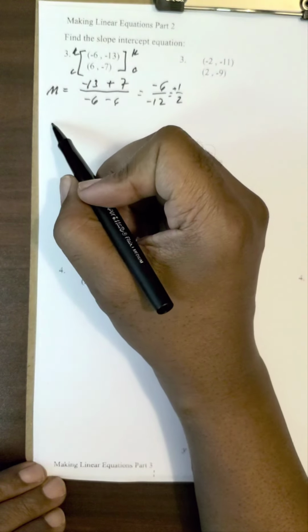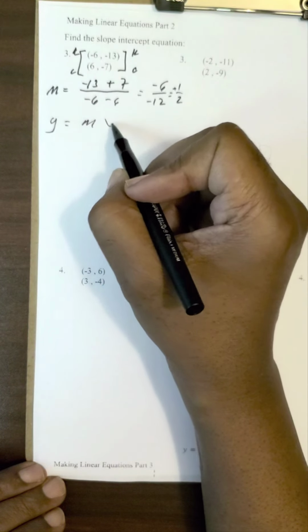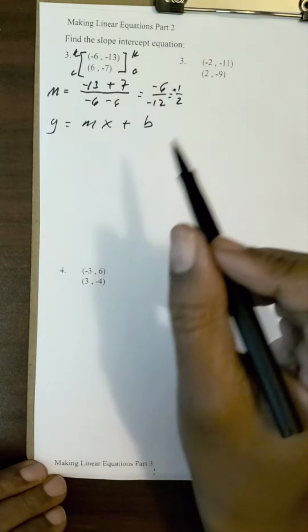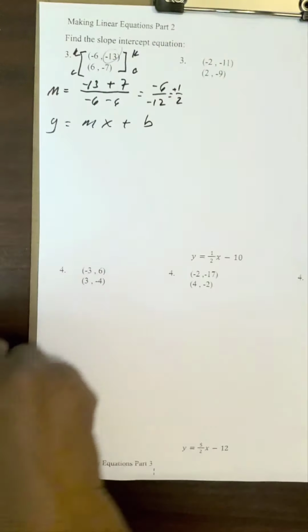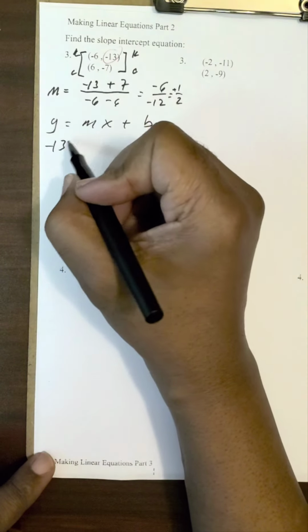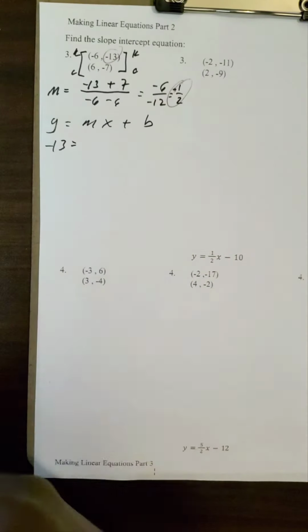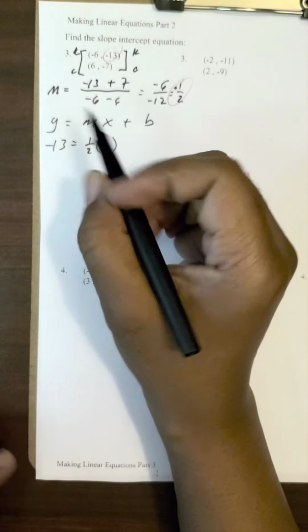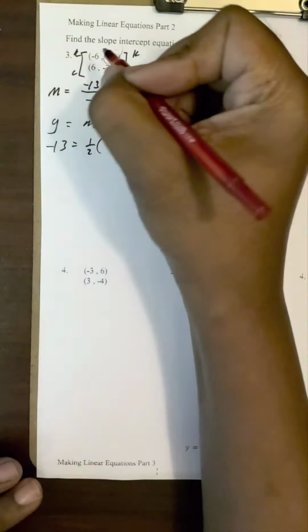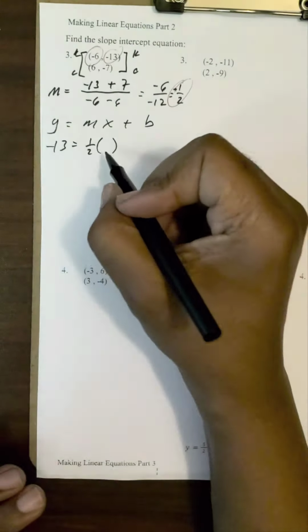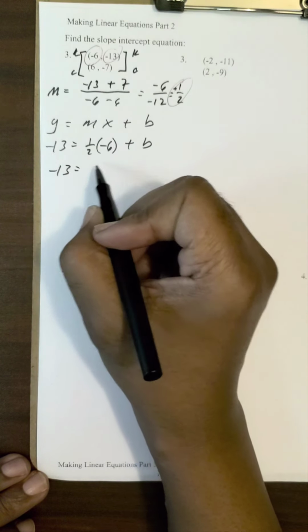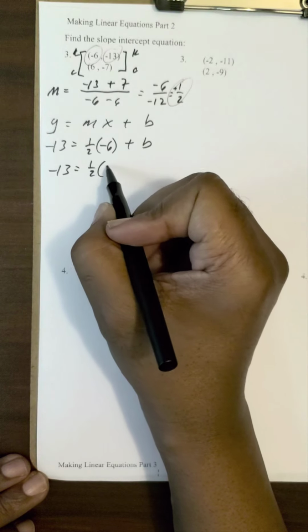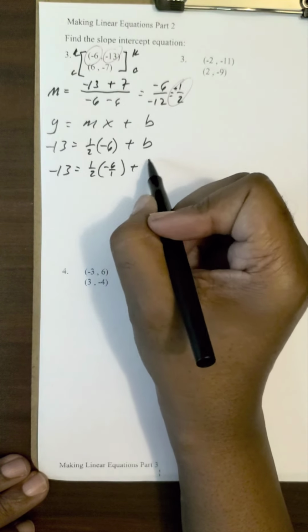Furthermore, we have y equals mx plus b. Okay, now we'll get the y from here, so that'll be negative 13. We'll get the m from here, so that'll be 1/2. We'll get the x from here, so that'll be negative 6, and then plus b. All right, so negative 13, I'll turn this into a fraction. This will be negative 6 over 1 plus b.